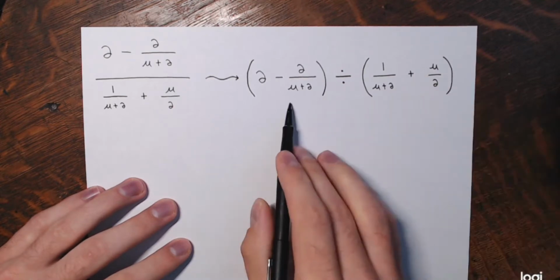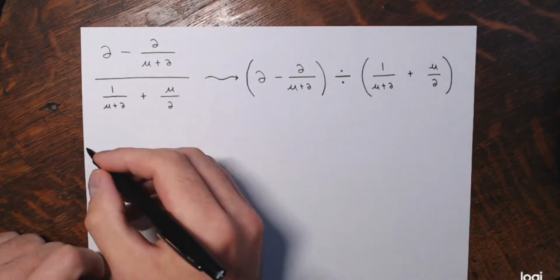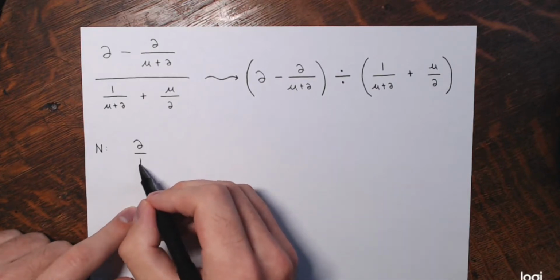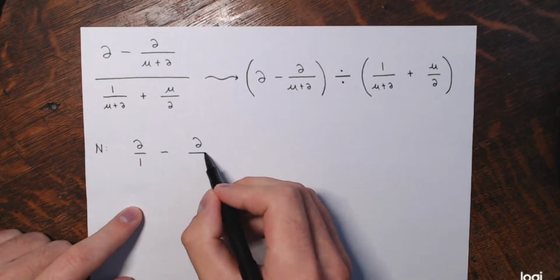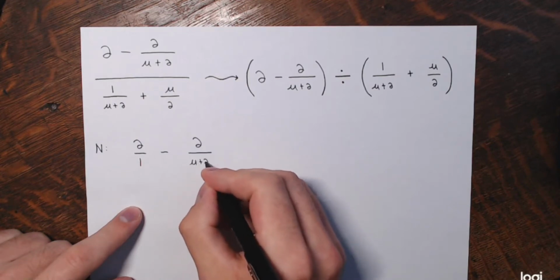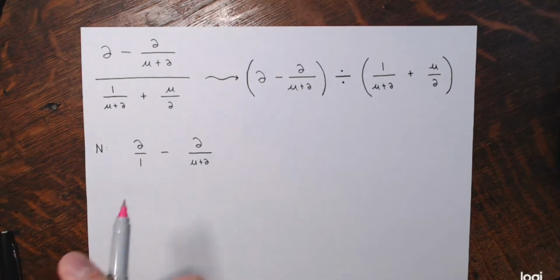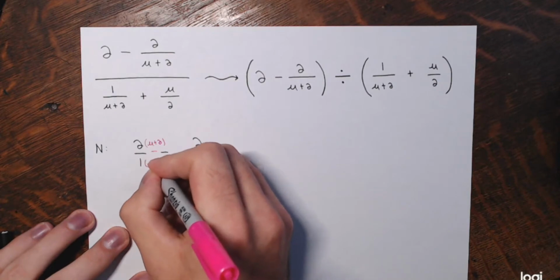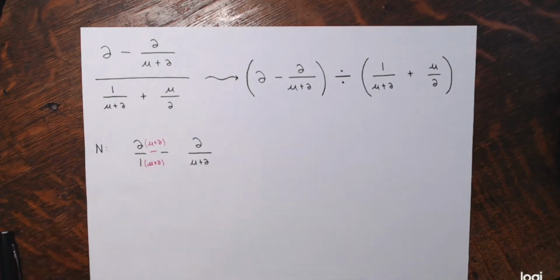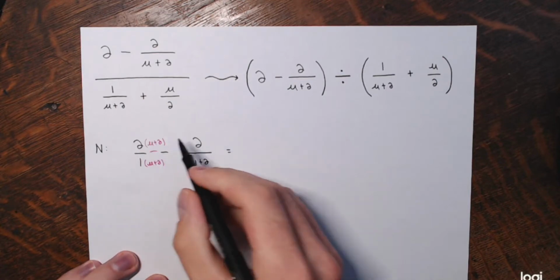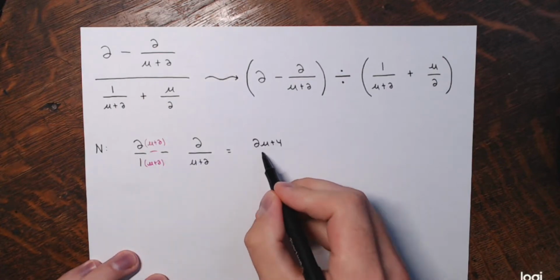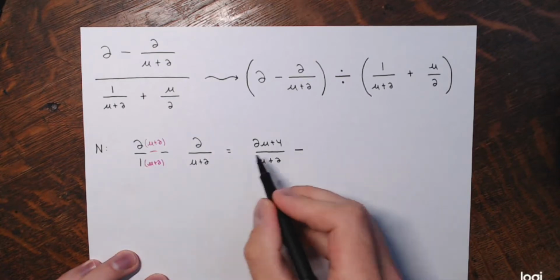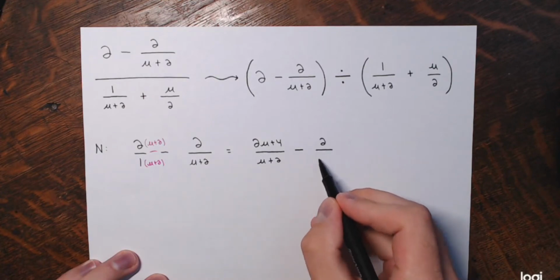Now I'm going to rewrite each of these as a single fraction. I'll put n for numerator. So we have 2 over 1 minus 2 over u plus 2. All that would need to be done here is I'd multiply the first fraction by u plus 2 over u plus 2. So this would give me 2u plus 4 over u plus 2. That's the same thing as 2 over 1 minus, and then 2 over u plus 2.